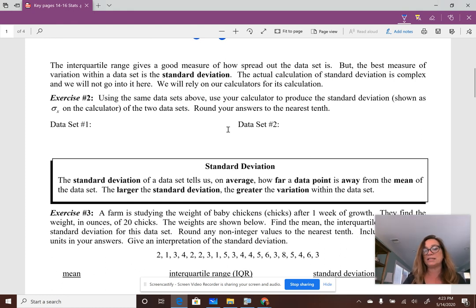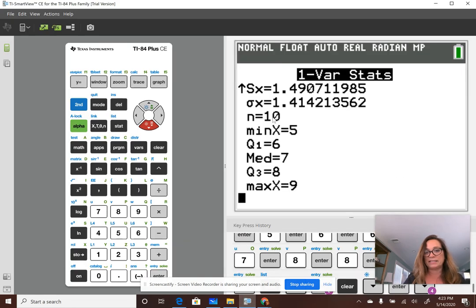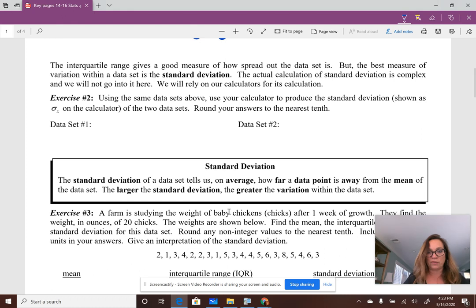I'm going to do data set 2 first because I already have that data in. So here's the calculator, data set 2. It's right here. It's 1.4. Okay, so that is 1.4.